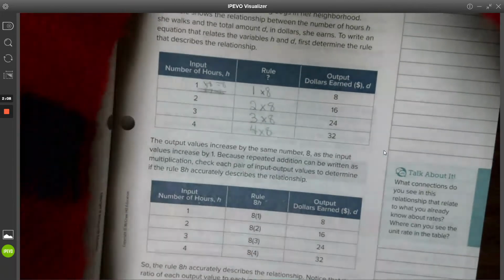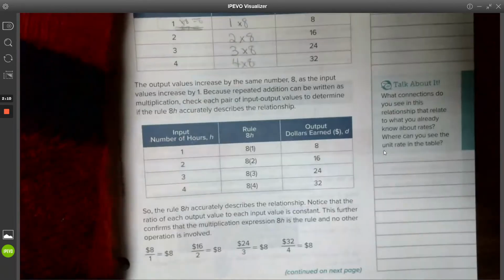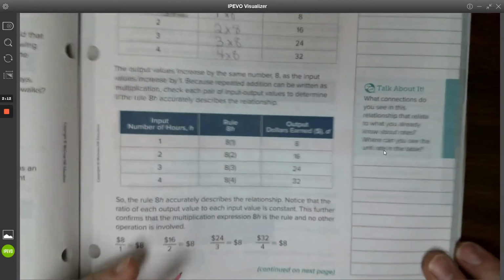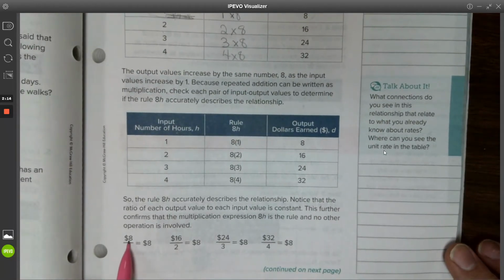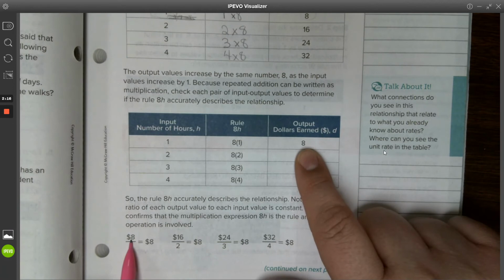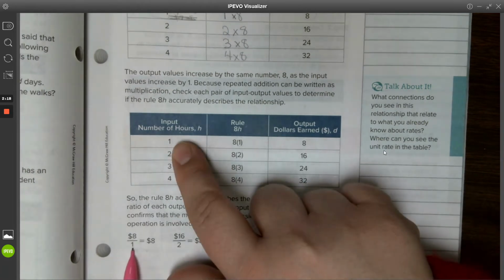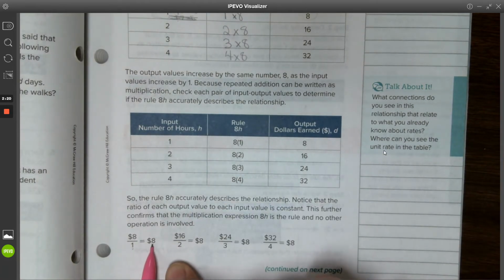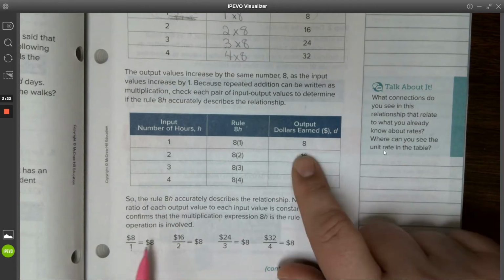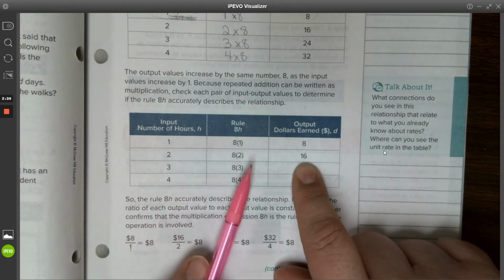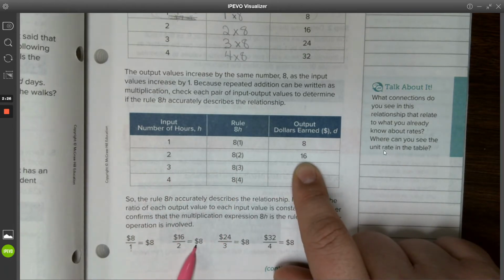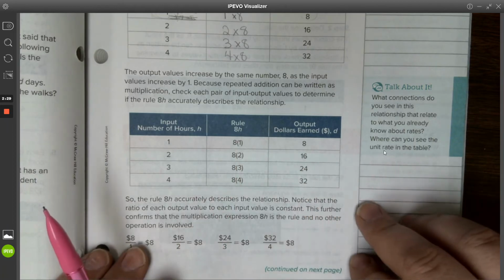Now, to confirm this, we always have to check our answers. And in order to check our answers, we want to work backwards. So I'm going to take my output, which is 8, and divide by the number of hours to find that it really equals 8. Same thing here. Let's do 16 divided by 2. Does that equal 8? Yes. So we know then that our rule is times 8.